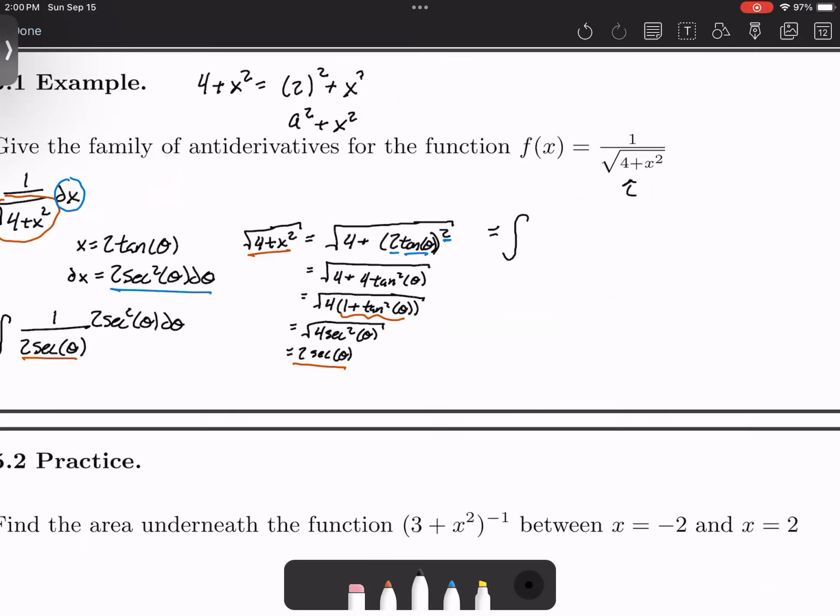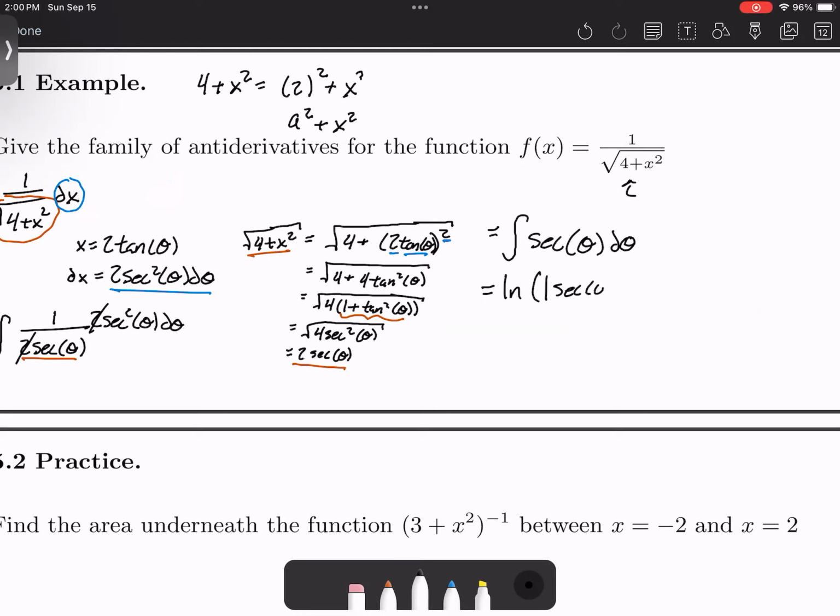All right, and now we see a lot of cancellation. The 2's are gone, and then I have secant squared divided by secant. That leaves me with 1 extra secant on top. And the integral of secant is known to be the natural log of the absolute value of secant plus tangent. And we have our arbitrary constant of integration, plus c. So we've used the nice geometric properties between trig functions to integrate this.